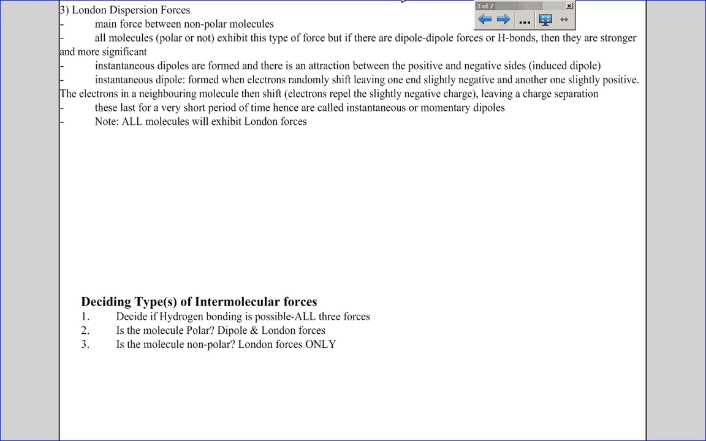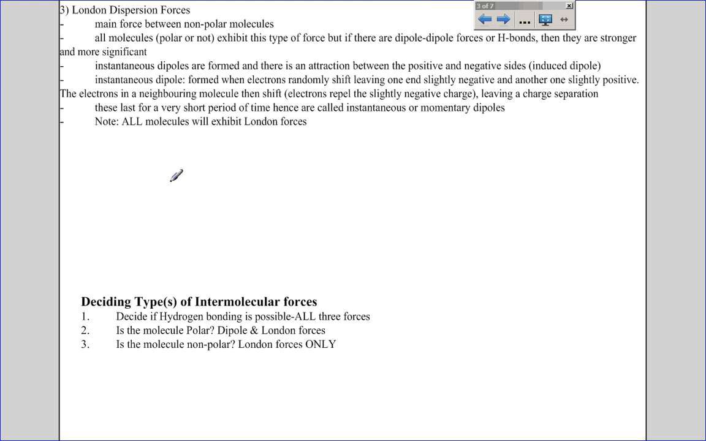Now, the two types of intermolecular forces that we've talked about so far, the dipole-dipole and the hydrogen, have applied to polar molecules. The third type of intermolecular force, which is London dispersion forces, applies to nonpolar molecules. Now, all molecules will be able to exhibit this type of force, London forces. However, for nonpolar molecules, it is the only type of intermolecular force that they will be able to exhibit. And these are pretty weak.